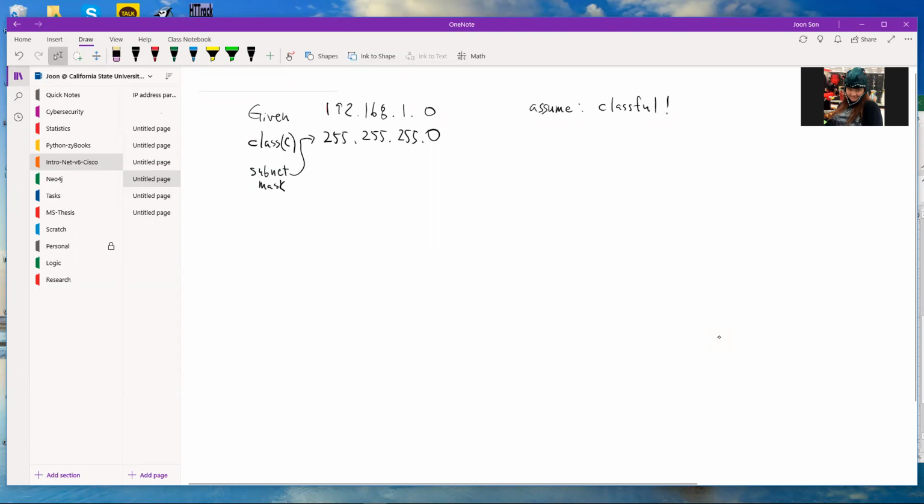So as you can see, this is a /24, right? And then you know, for class B, the subnet mask is 255.255.0.0. So that's a slash 16, right? So this is for class B IP addresses. And then we know that for class A IP addresses, the subnet mask is 255.0.0.0.